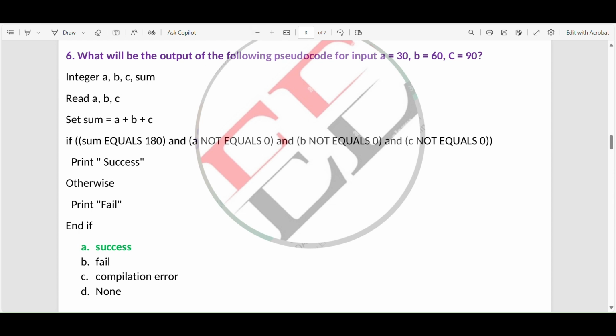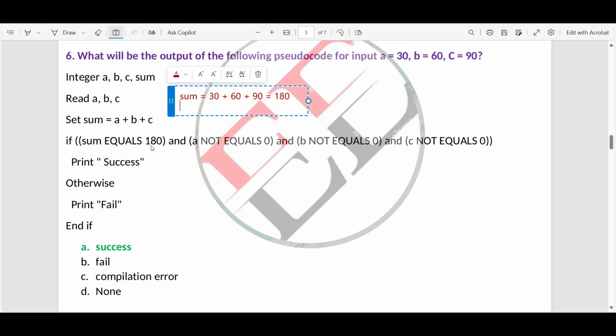Next, we are going to read them, means taking input from the user. So when we read them, the value of A will be 30, B is 60, and C is 90. Then sum will be the summation of all the three. Then the sum will become 30 plus 60 plus 90. So the total sum will be 180, right? Yes.